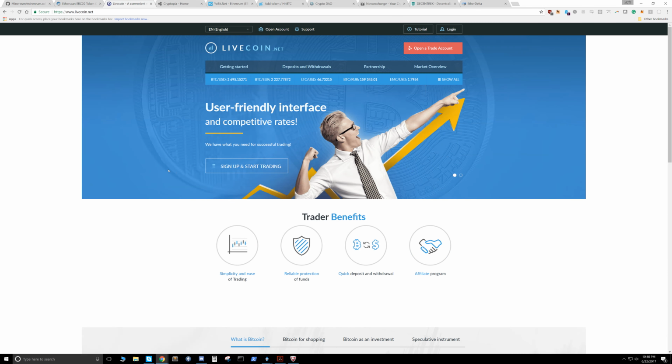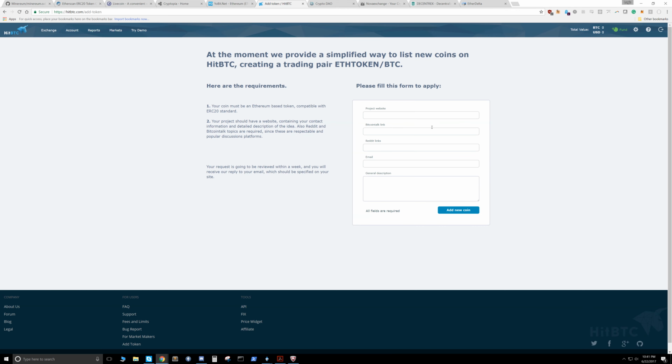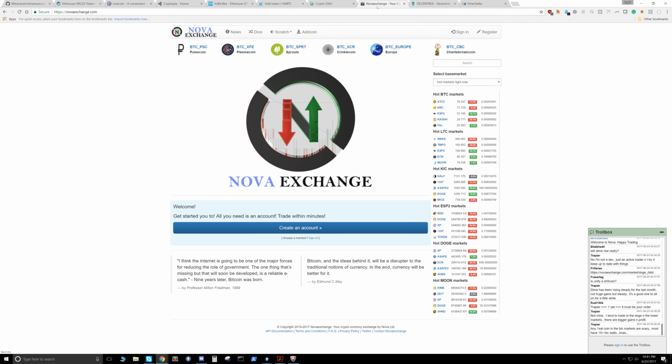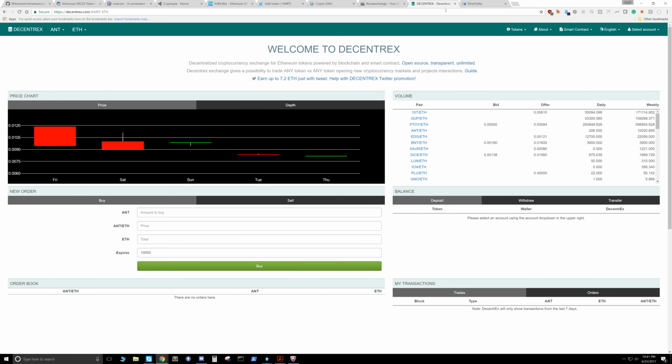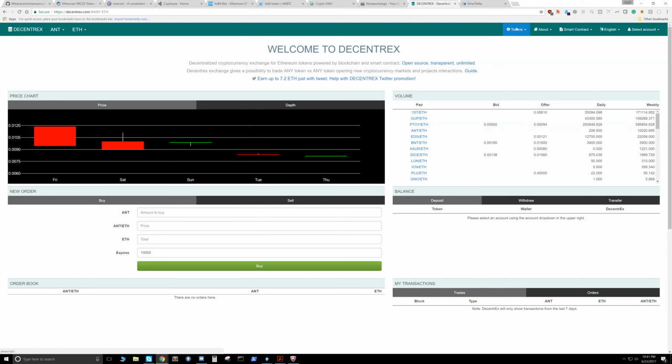Another thing is we're providing liquidity here. Livecoin's really easy to get on. Cryptopia is really easy to get on. UOBit, HitBTC, CryptoDAO, Nova Exchange. There are a few decentralized ones that are really no-brainers. Everybody should be on these two because it's like a self-service. You just basically upload your contract.